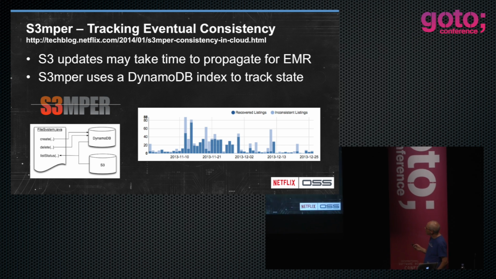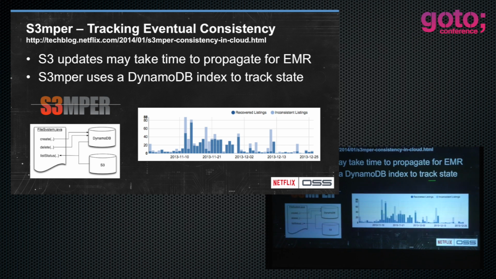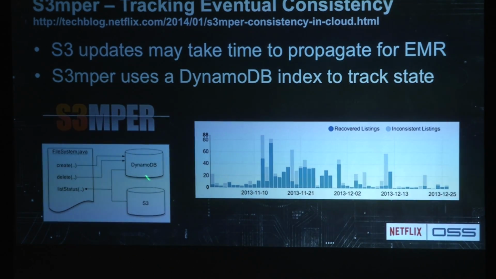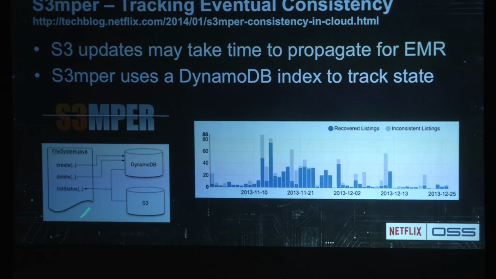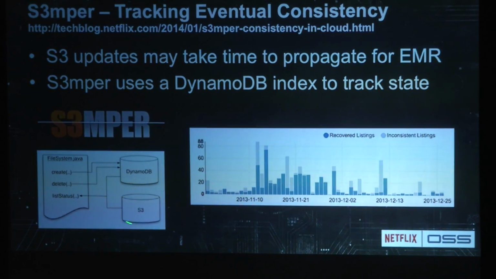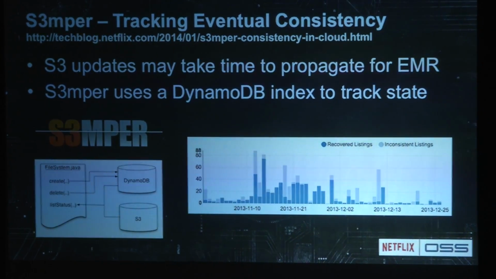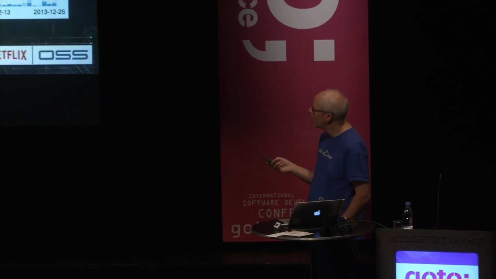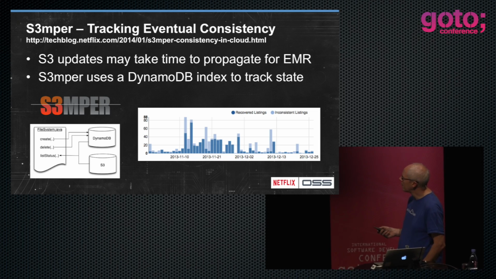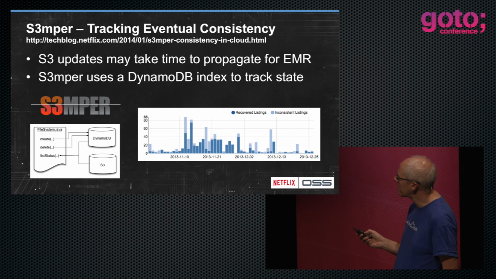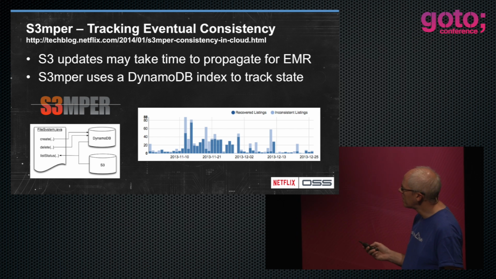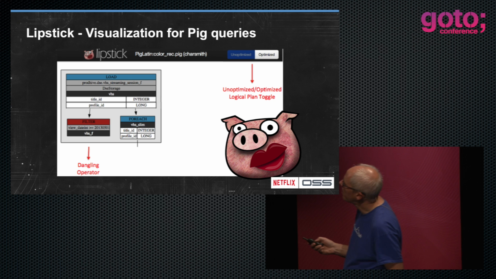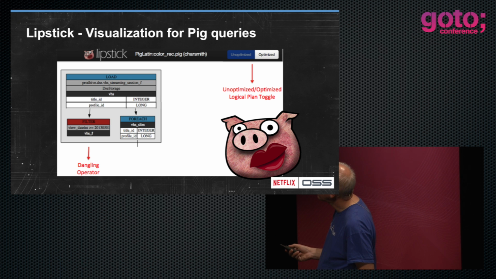S3 updates take a while to propagate, so you want to track state. This uses DynamoDB to build an index cache of the eventual consistency of S3. DynamoDB has calls which enforce consistency, but including the delay, so you can use the consistency model of DynamoDB to actually make sure your S3 works well. And then it tracks on graphs how many of these updates are inconsistent or delayed. That's what Lipstick looks like. This is a visualization of a Pig pipeline.